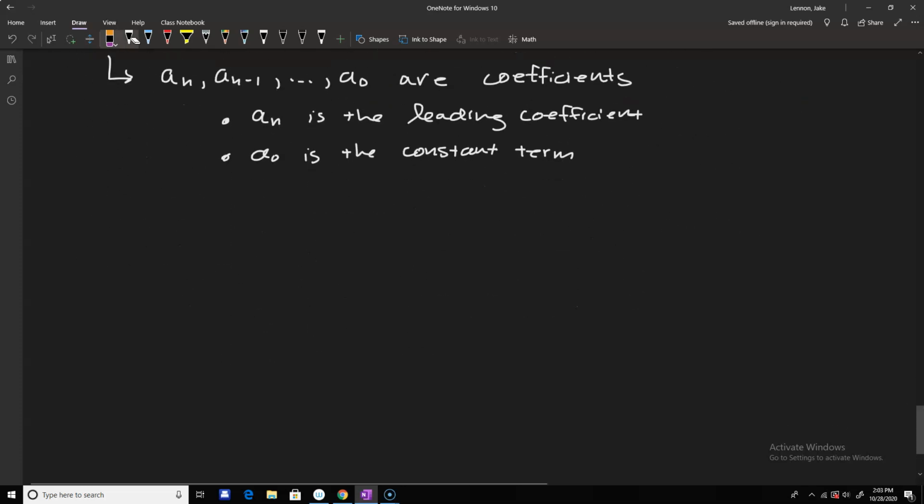Okay, so the end behavior of a polynomial, which basically tells you which way the arrows go. Do they end up going up or down?